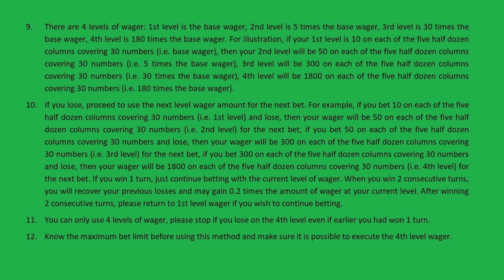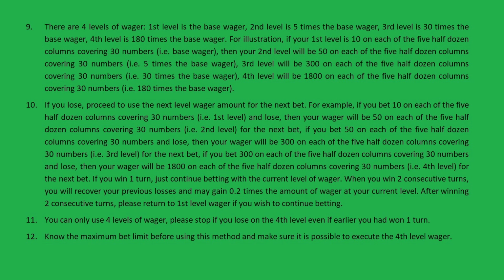For example, if you bet 10 on each of the 5 half dozen columns covering 30 numbers, i.e. first level, and lose, then your wager will be 50 on each of the 5 half dozen columns covering 30 numbers, i.e. second level. For the next bet, if you bet 50 on each of the 5 half dozen columns covering 30 numbers and lose, then your wager will be 300 on each of the 5 half dozen columns covering 30 numbers, i.e. third level.